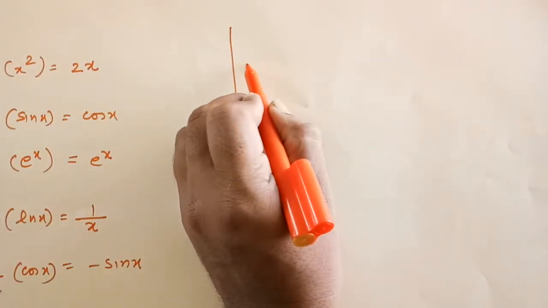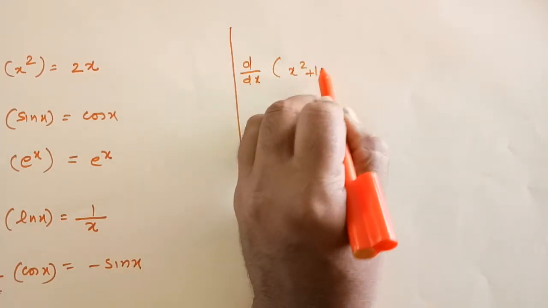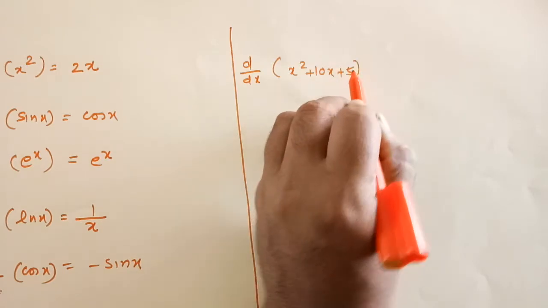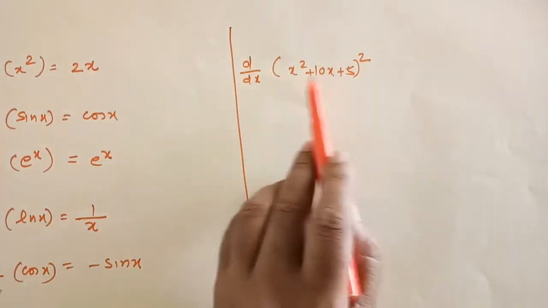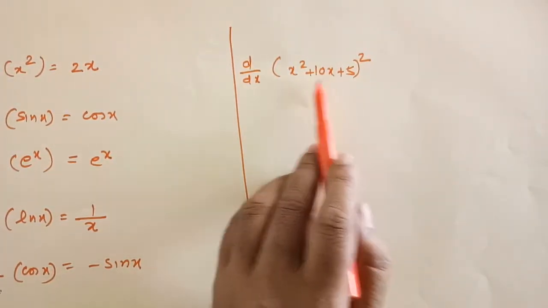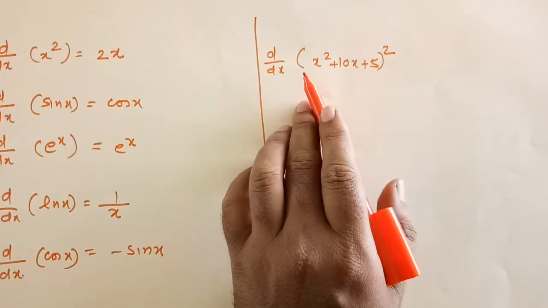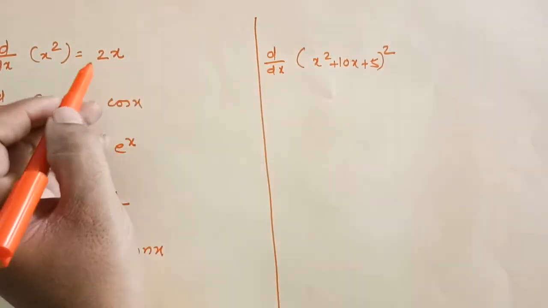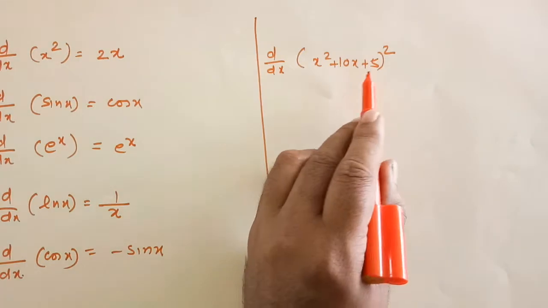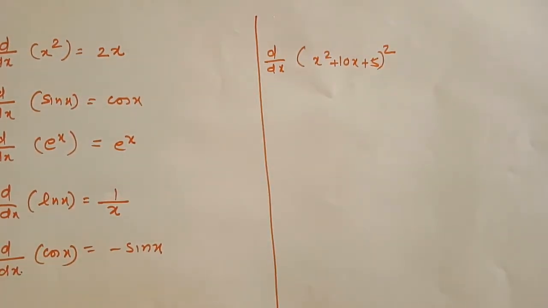Suppose you have to differentiate x squared plus 10x plus 5, to the power of 2. The first thing that comes to your mind is to open this bracket and get the differentiation done. But why do that if you have a shortcut available? This is a composite function: if I plug this function in place of x, I get this composite function. So how do we deal with such problems?